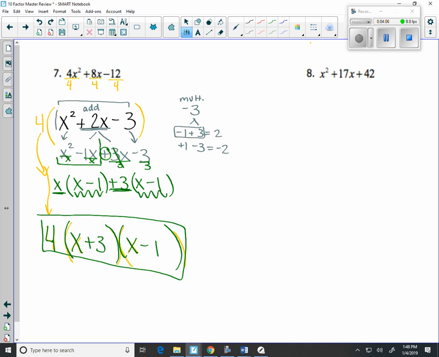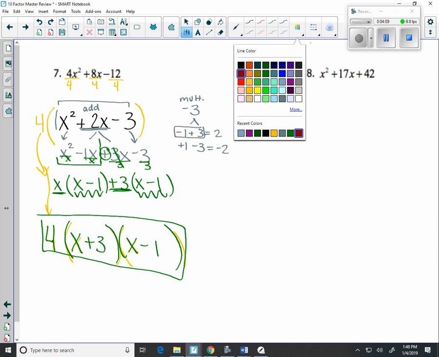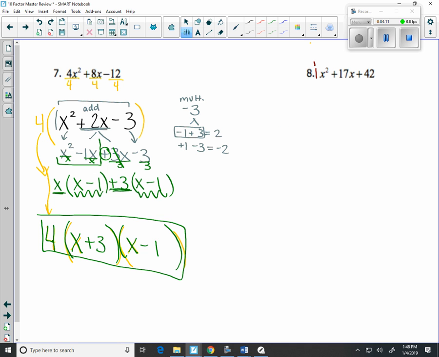All right, number 8. Again, I just have a 1 in front. 1 times 42 is 42. I'm looking for two numbers that multiply to 42 and add to 17. I really suggest, unless you know the combination off the top of your head, write down the whole factor tree. So I'm going to start with 1 times 42. 42 divided by 2, 2 and 21.